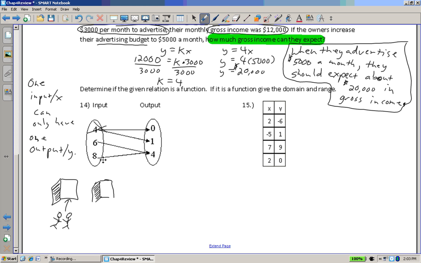So if there's two different things, two different inputs, two different domain values that map onto one range value, that's okay. But if one input, one domain, tries to map onto two outputs at the same time, one person tries to go through two different doors at the same time, that makes no sense. So this is a relation, or you could say it's not a function. You could say either way.